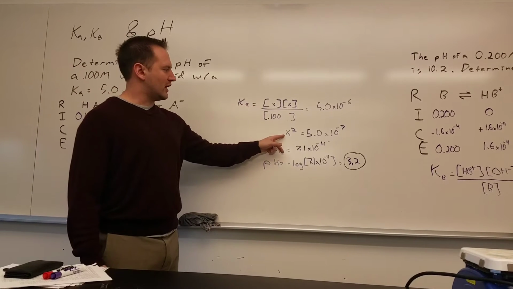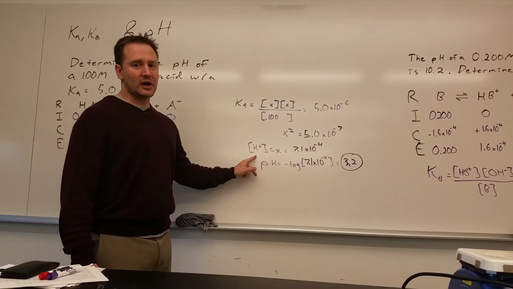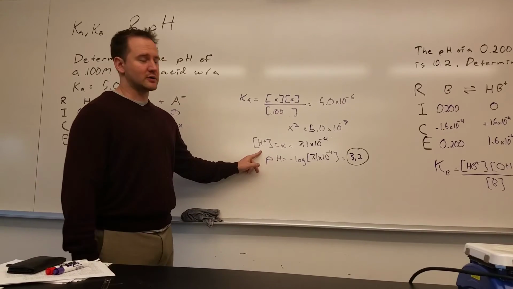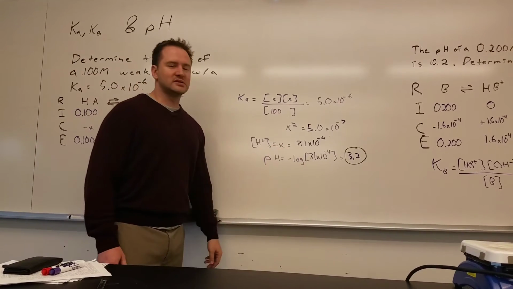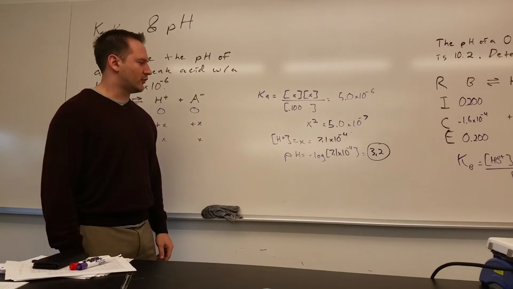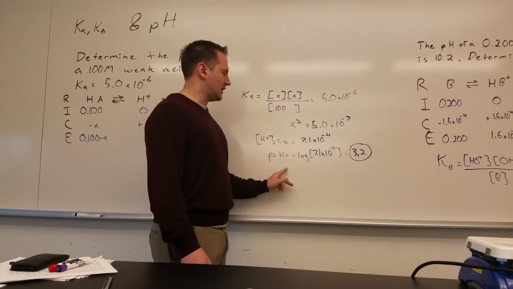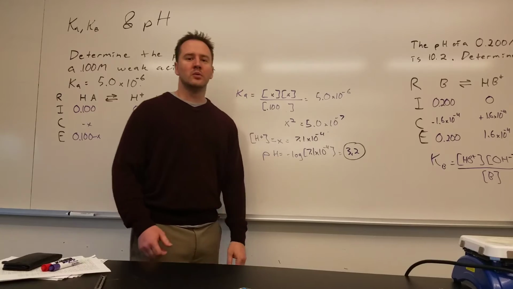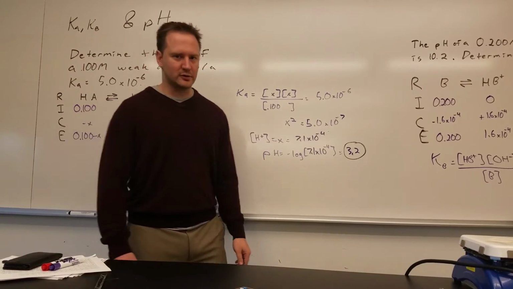So solving for X, which is equal to our hydrogen ion concentration, which we can use to calculate the pH, X is going to be equal to 7.1 times 10 to the negative 4th. And using that value, pH is the negative log of that value, we'd see that the pH would be 3.2.